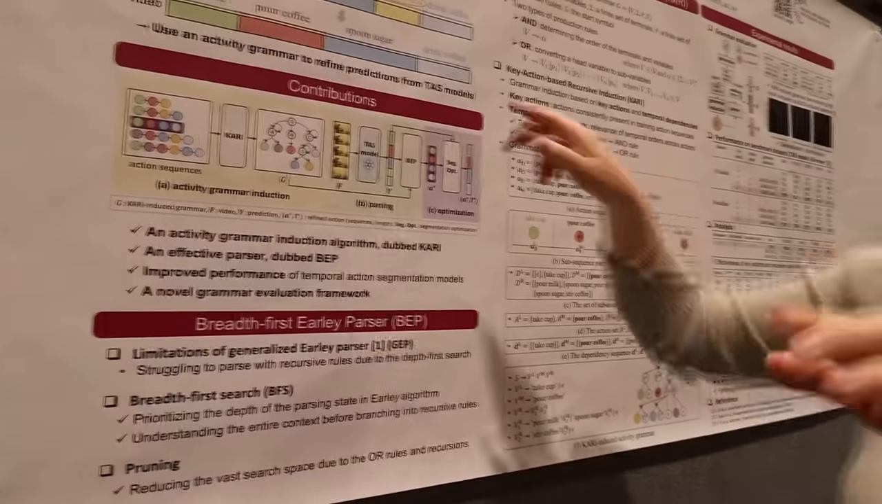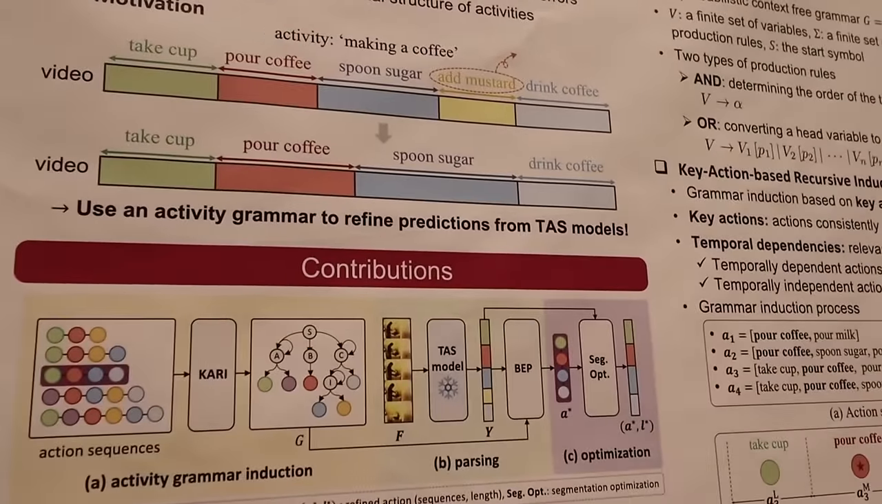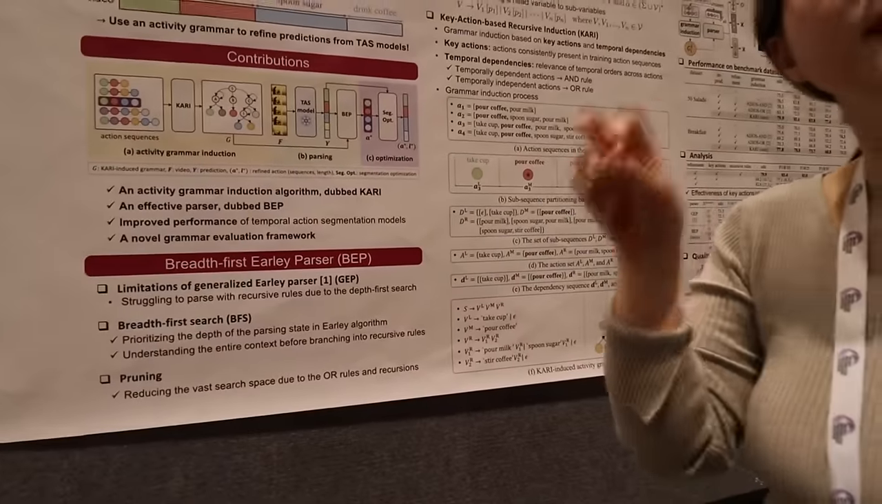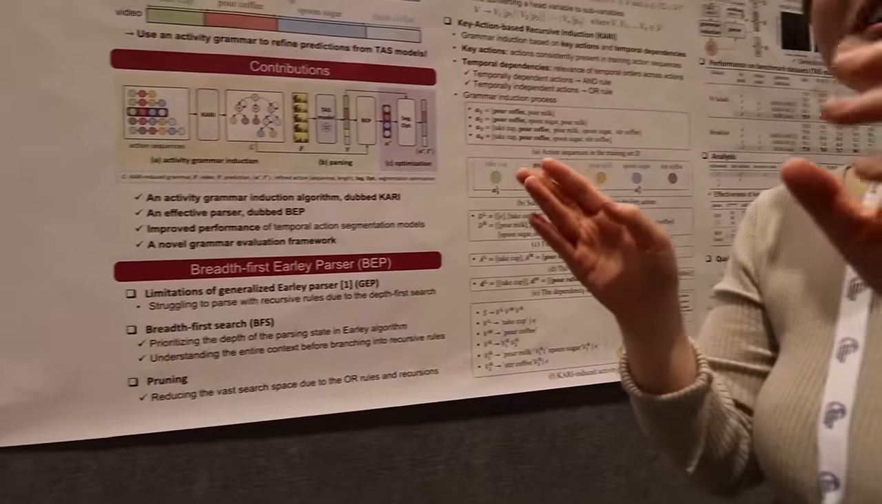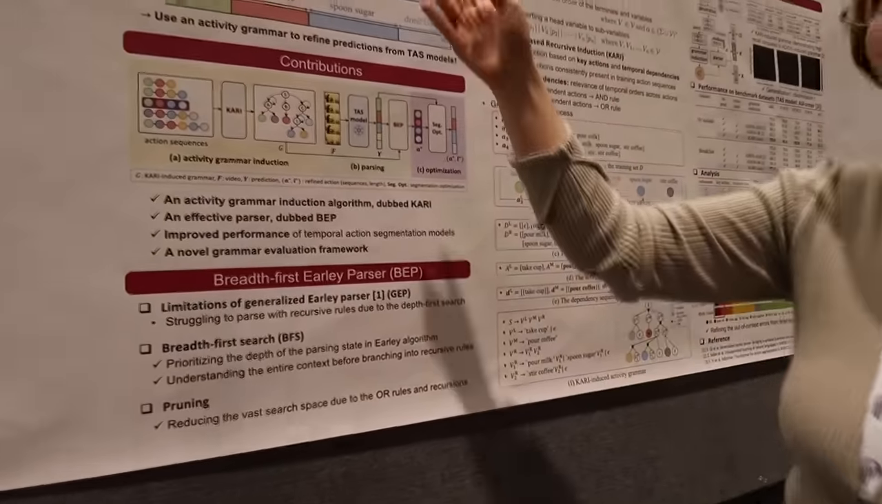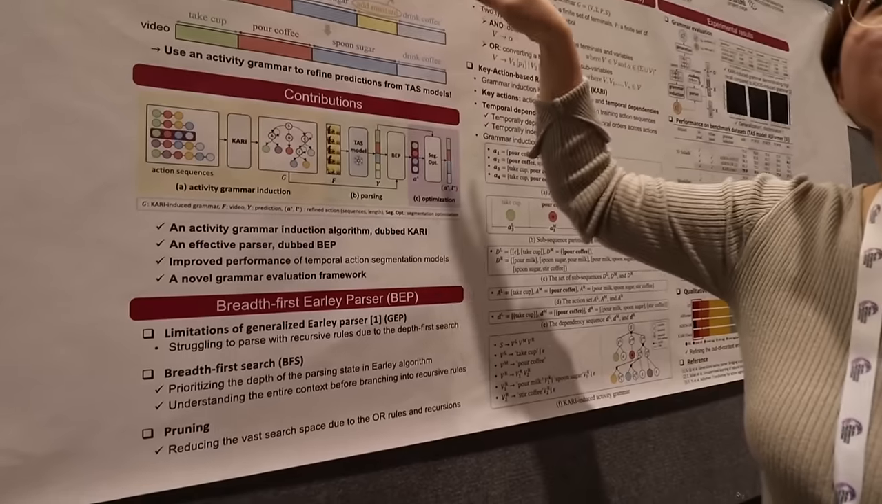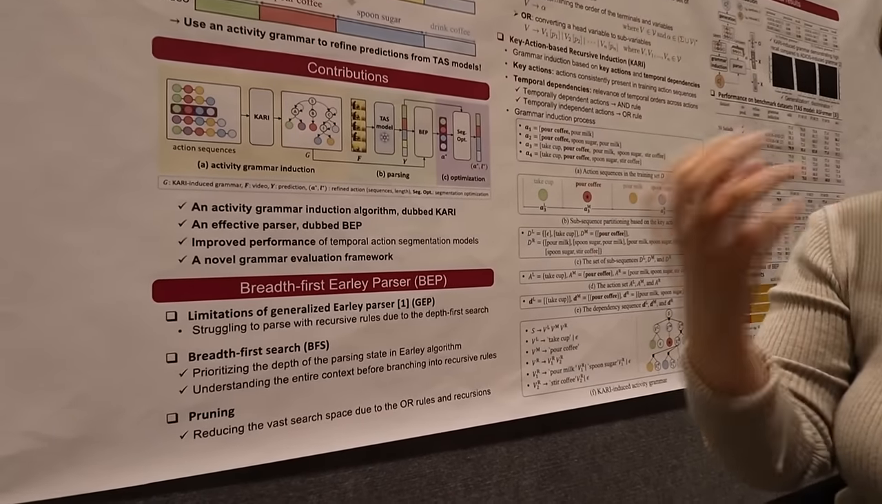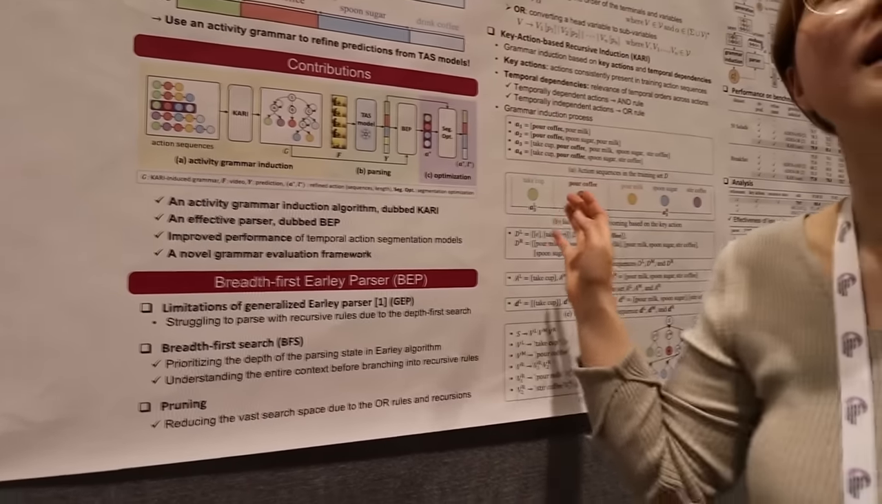So the problem of the existing models is that they often suffer from out-of-context errors, which means that in this sequence, the actions are not really necessary for making a coffee, but the existing neural networks often concentrate too much on the visual features, and they do not distinguish between spoon sugar and add mustard. So in these kinds of problems, we want to refine out-of-context errors to fit the activity context.